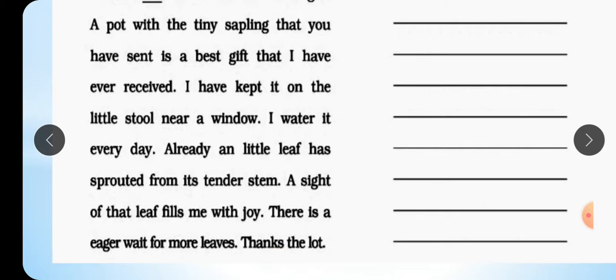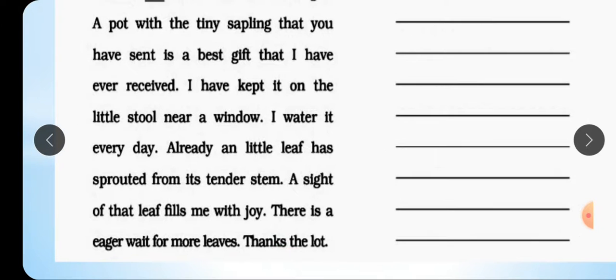Thanks a lot. Again in the last sentence, "thanks the lot" is written. So "the" is wrong here. What should you write, beta? Thanks a lot. Clear, students? You have to underline the errors and then write down the correct words there.